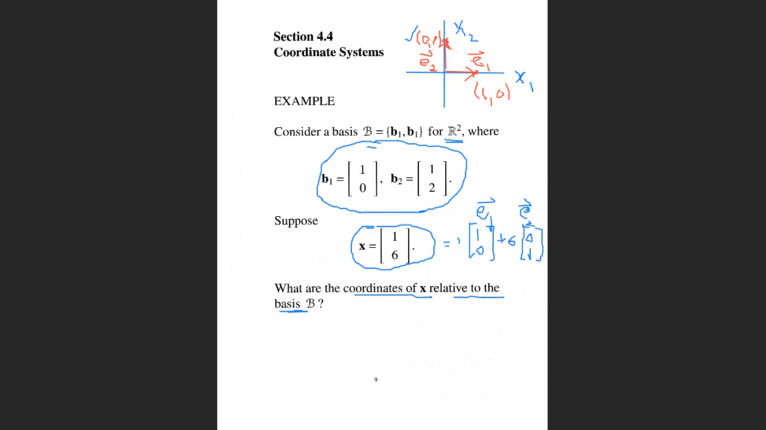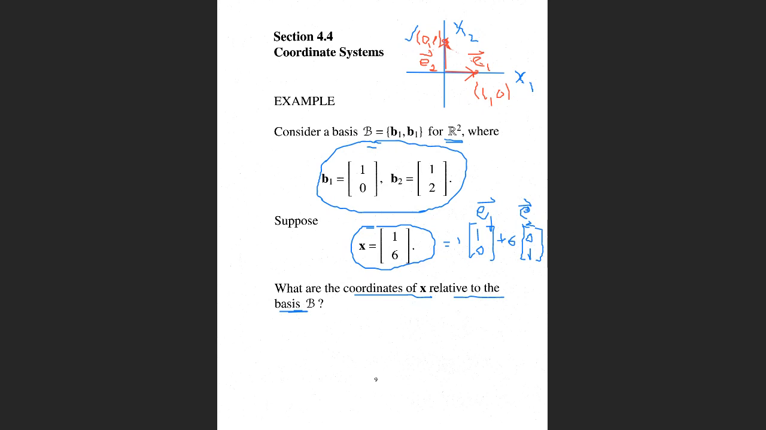And we have this vector x equals 1, 6. We want to ask ourselves, what are the coordinates of this vector x, 1, 6, relative to this new basis B? That's the question we're asking here. So what do we have to do? Well, let's go to the solution. Again, we're trying to find the coordinates of this vector x relative to the basis B. The coordinates of the vector x relative to the standard basis are 1, 6, right? But what would the coordinates be relative to this new basis?